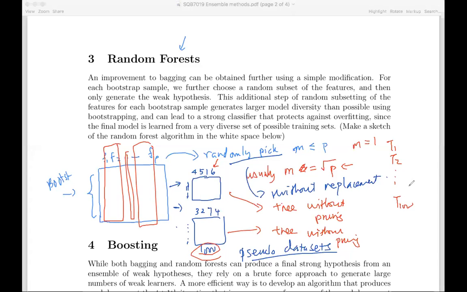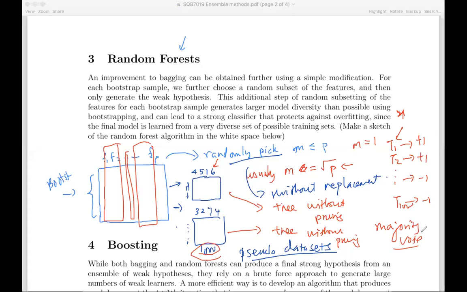And then each of these trees, as in bagging, if you give it a test sample, it will give you a prediction. Let's say the binary case. Again, after that, you will do a majority vote. Okay.